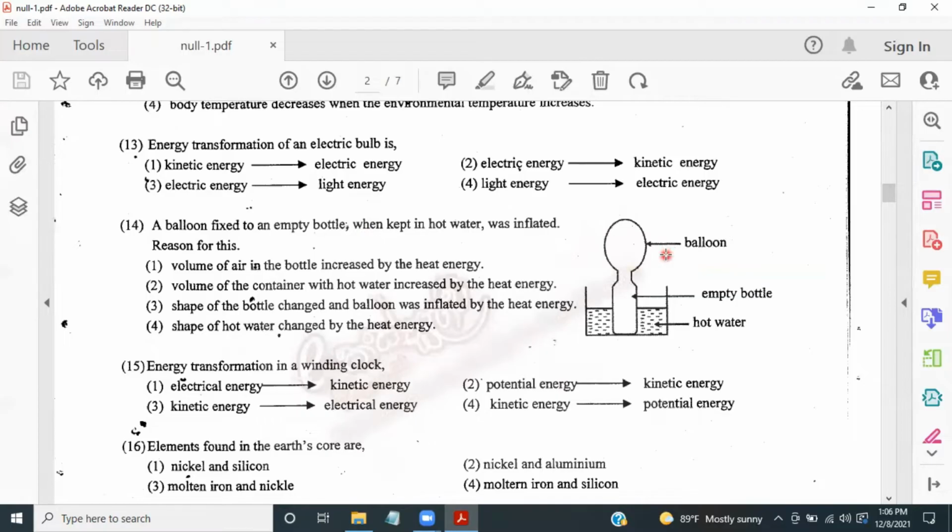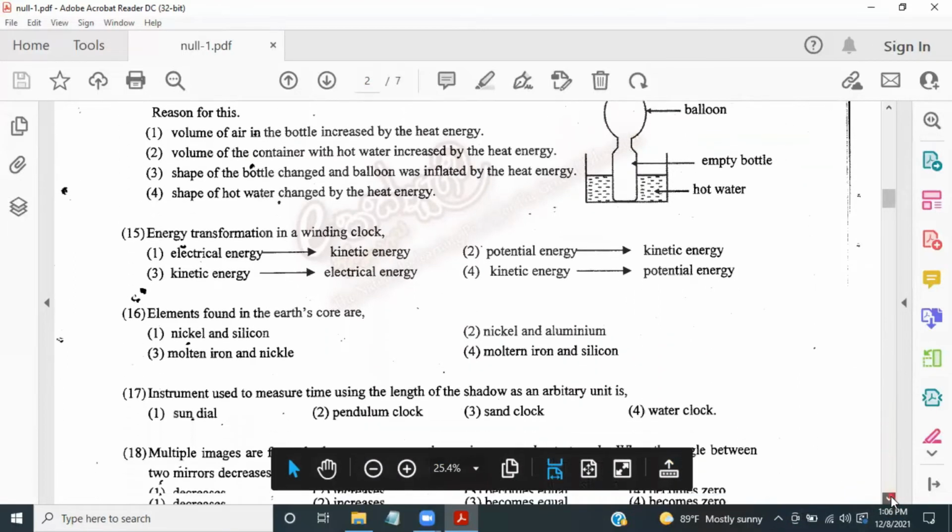14. A balloon fixed to an empty bottle was inflated when kept in hot water. You can see in this picture. The reason is that the volume of air in the bottle increased by the heat energy, and the increased volume goes into the balloon. That is why it is inflating. Answer number 1.